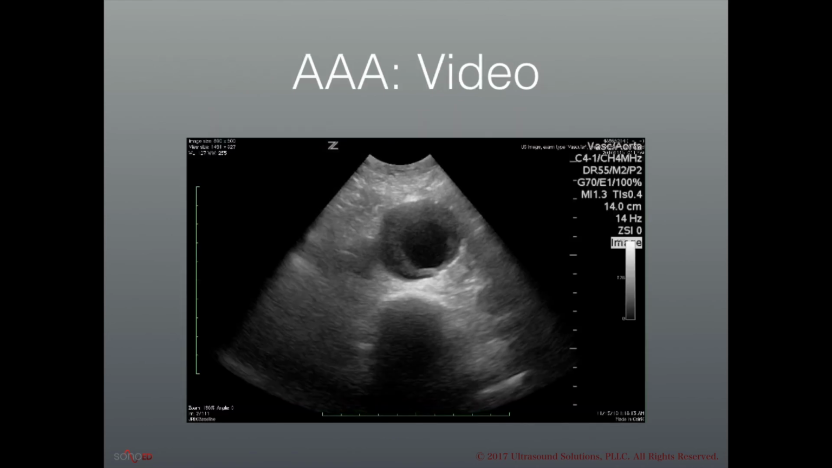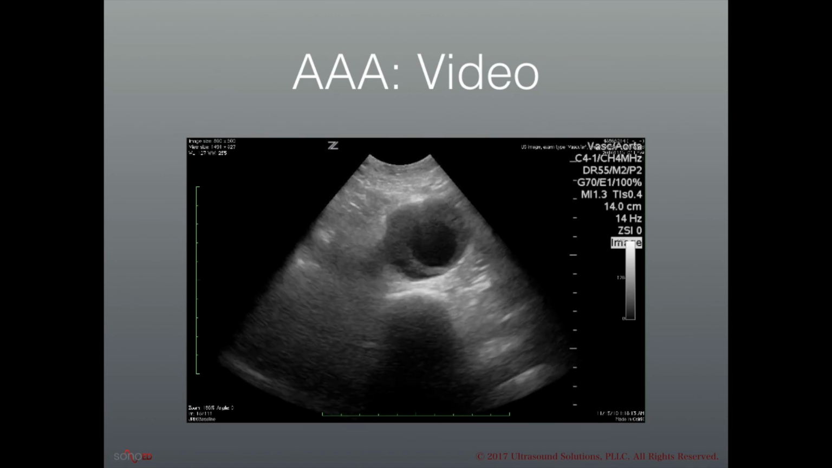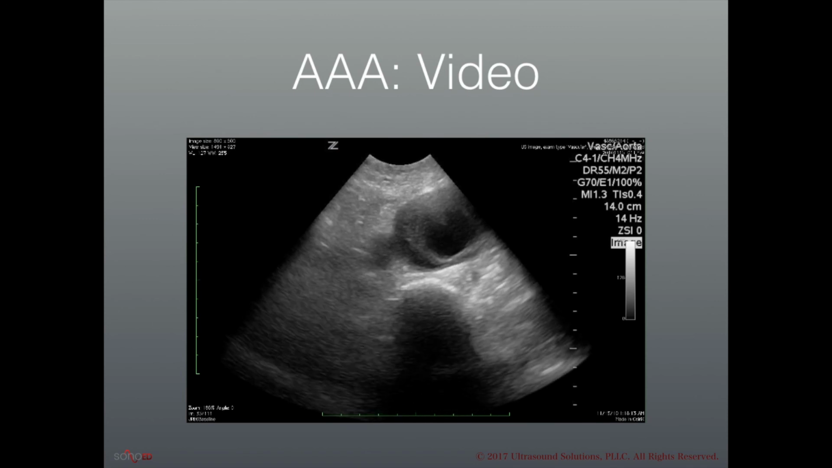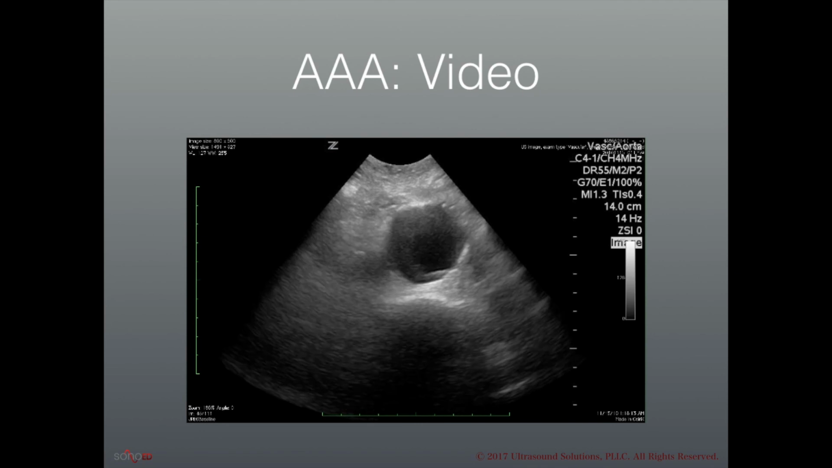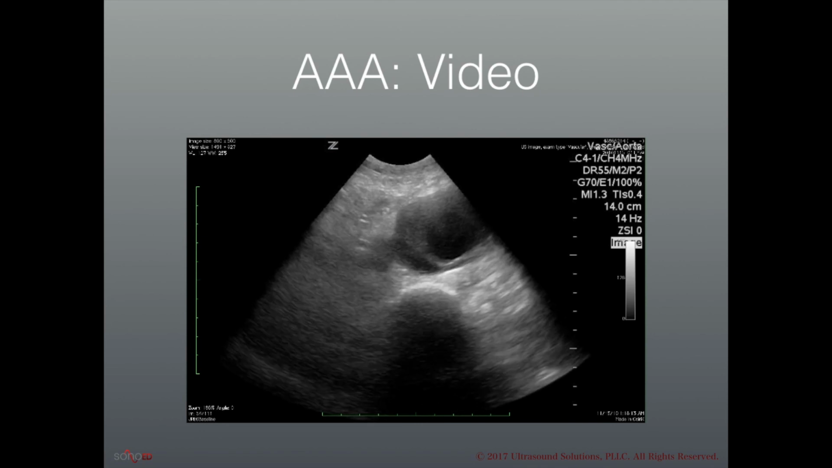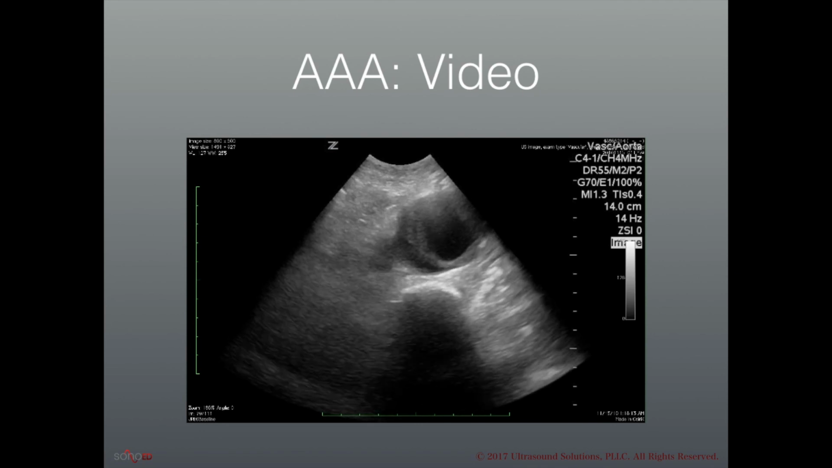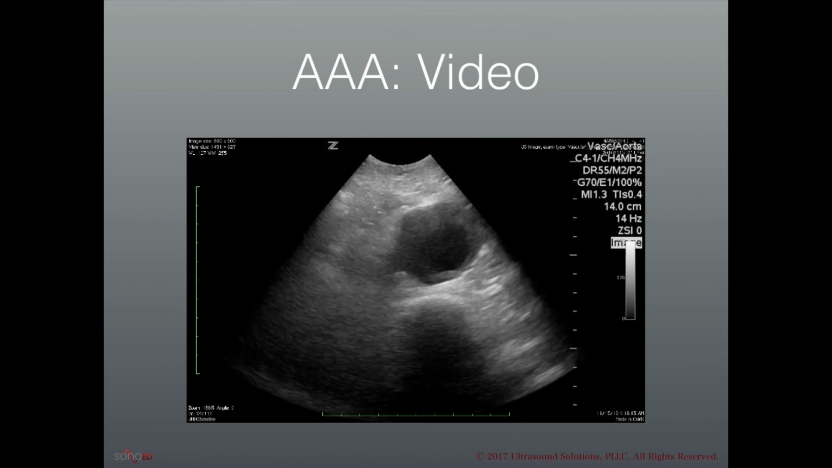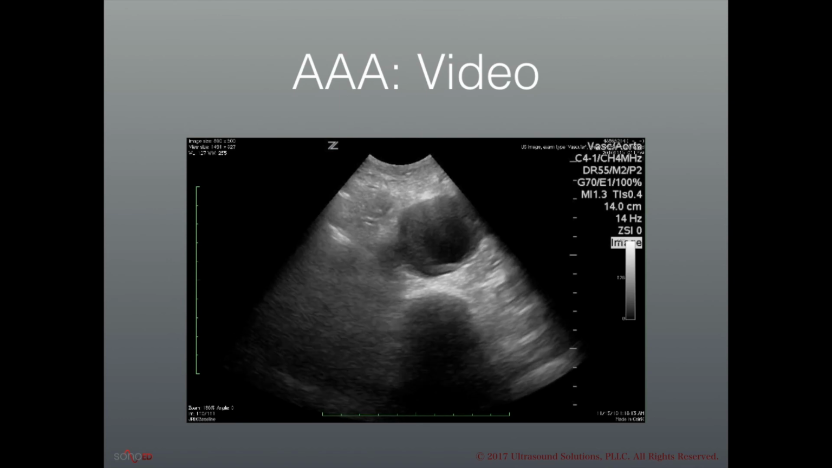I'm going to play for you now a couple video examples of a AAA. In this video, make sure you can identify the spine shadow and the aorta just anterior to it. This aorta is very large. Ensure that you see not only the lumen, but the surrounding thrombus.